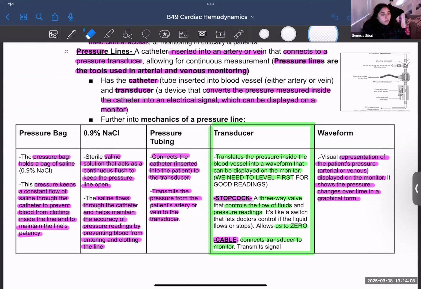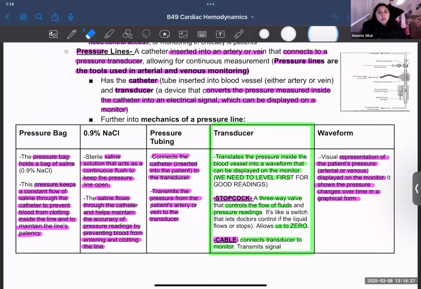So talking about the mechanics, pressure bag. The pressure bag holds a bag of saline. The pressure keeps a constant flow of saline through the catheter to prevent blood clotting inside the main line. So a pressure bag is basically used for pressure to keep a constant flow, but it also helps to prevent any of these other issues like clotting from happening.